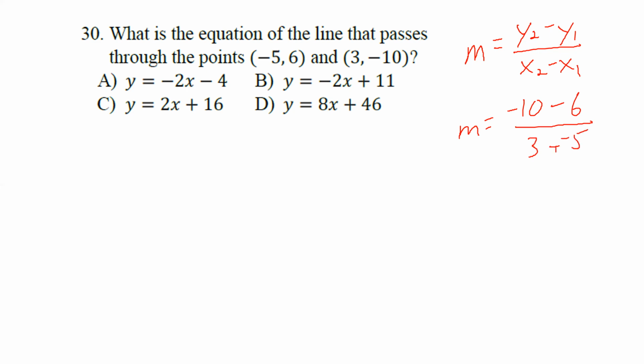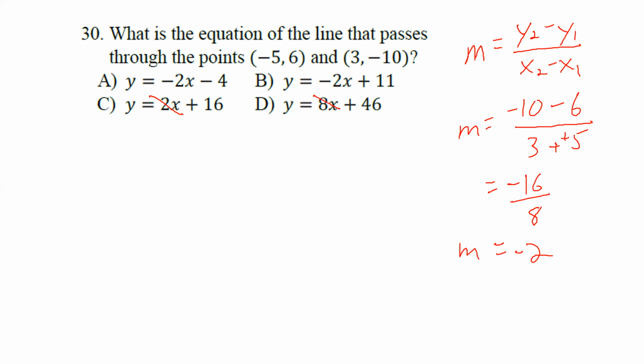We have -10 minus 6 over 3 minus -5. Well, that minus and negative actually becomes plus a positive. So now simplifying this, we have -10 and -6 for a total of -16. On the bottom, we have a +3, a +5 for a total of 8. -16 divided by 8 is -2. So our slope is going to be -2. Look at all of our answer choices right away. We can eliminate options C and D. So the only options that we have left are either A or B.